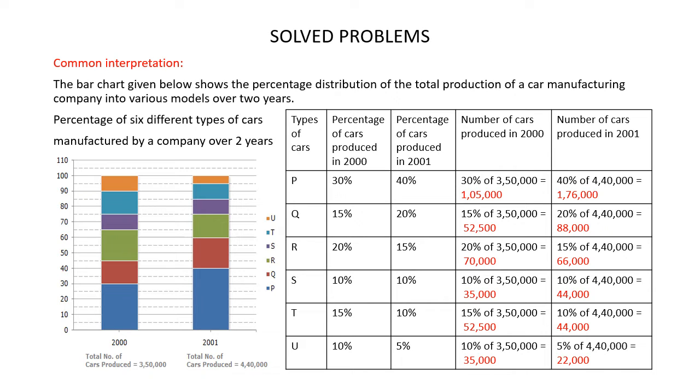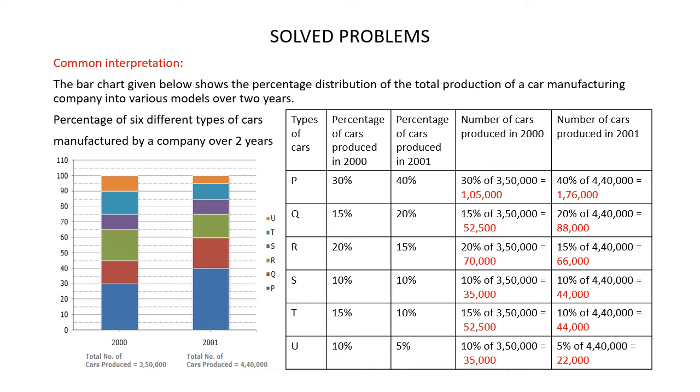This means that 10% of the total number of cars produced in 2000 is of the S type. Let's move on to the light blue rectangle. This light blue rectangle is for T type of cars. The height of this light blue rectangle is 90 minus 75, which is 15%. This means that 15% of the total number of cars produced in 2000 is of the T type.